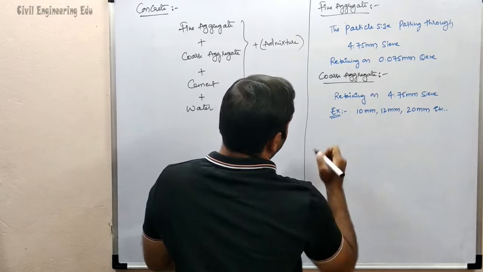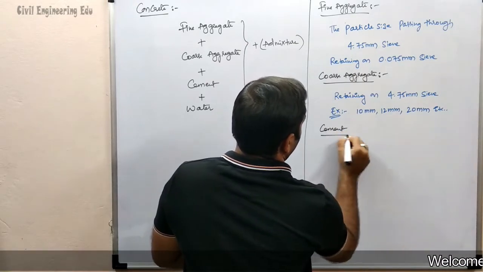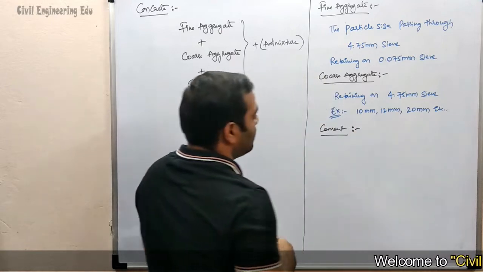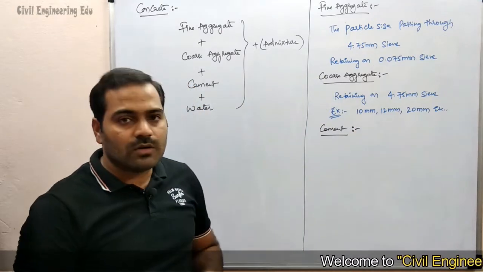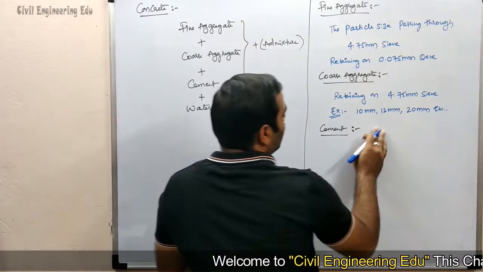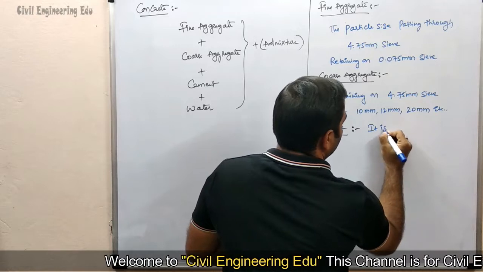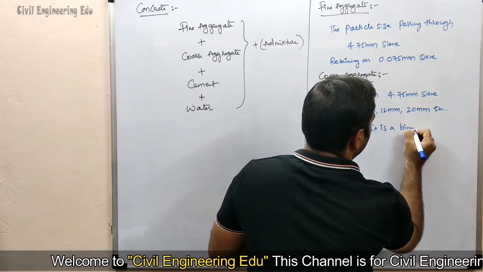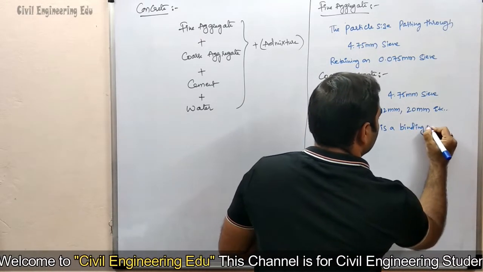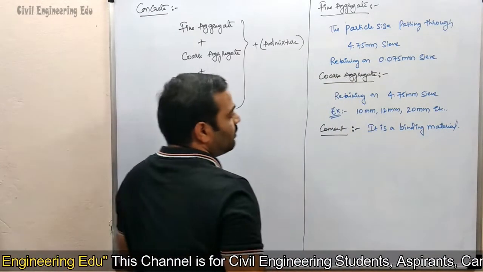Next, third one is cement. What is cement? As we all know, cement is a versatile construction material which is used in all RC structures. So cement, it is a binding material. So it is a binding material.